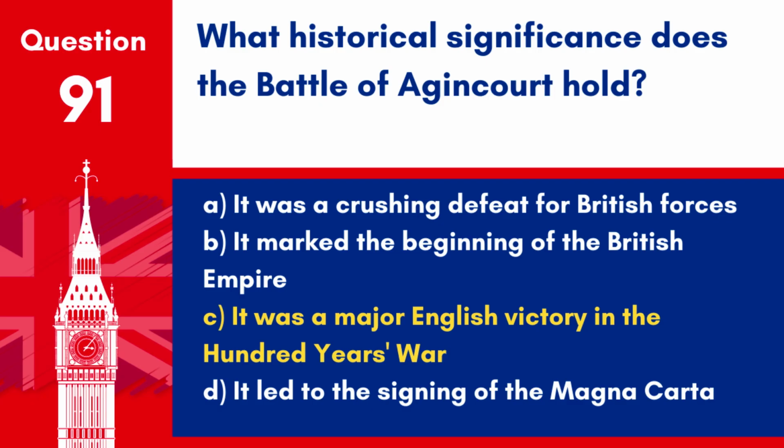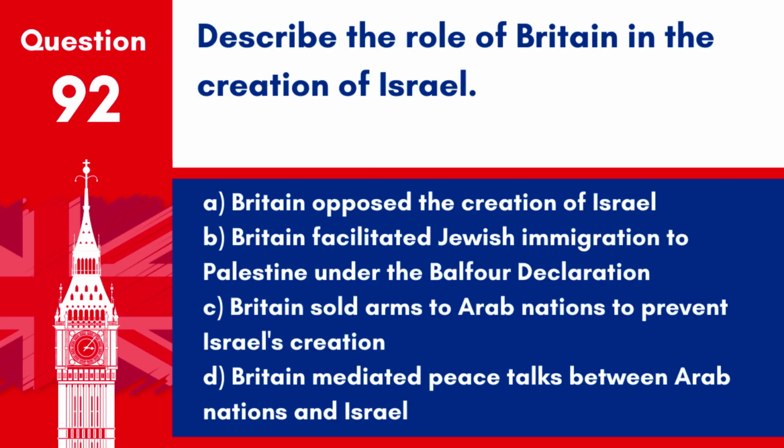The Battle of Agincourt in 1415 is famed for the use of the English longbow, which helped achieve a significant victory against France. Question 92. Describe the role of Britain in the creation of Israel. A. Britain opposed the creation of Israel. B. Britain facilitated Jewish immigration to Palestine under the Balfour Declaration.